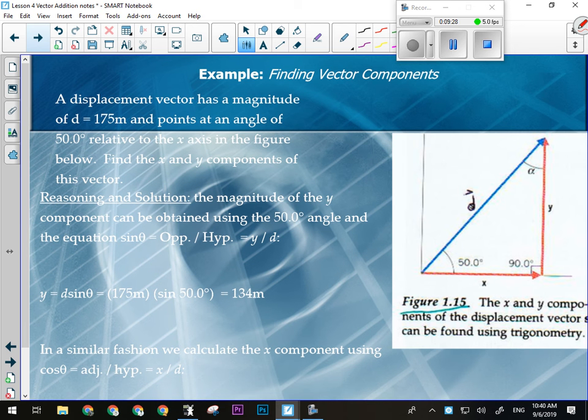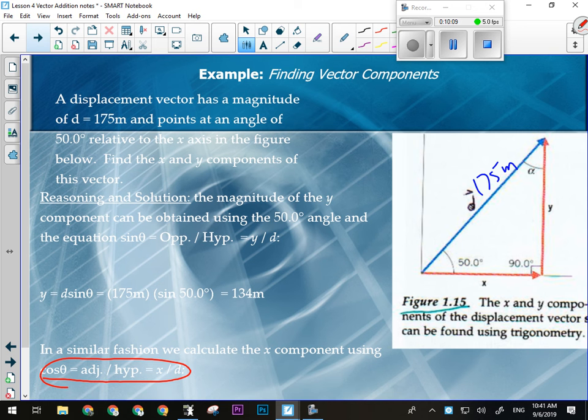Okay, so if we're looking at this example here, we're going to say that the blue line there, D, is 175 meters long, and it's angled 50 degrees above the x-axis. If I want to find its x component, x is adjacent or opposite this angle? Adjacent. X isn't always adjacent. It just has been in every triangle we've done so far. It's possible for it to not be. So we have x being the adjacent side here, so to find it, we'll use cosine.